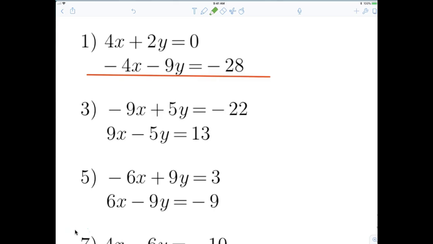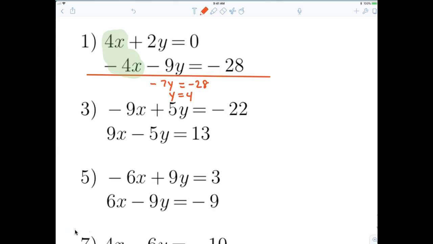Notice here, negative 4x and positive 4x do what to each other? Look how nice that is. So now what? Add the y's. What do I get? Negative 7y equals negative 28. And so y equals what? Y equals 4.